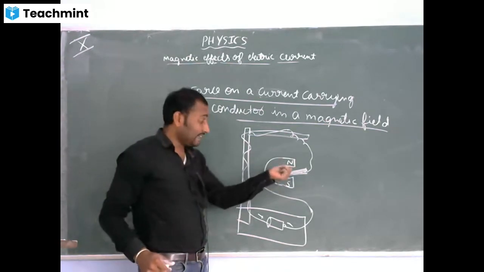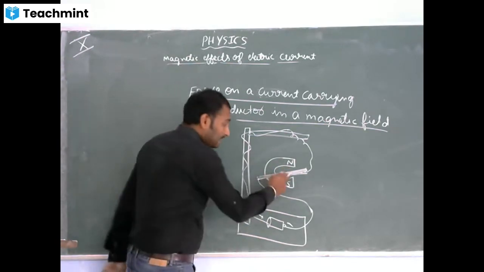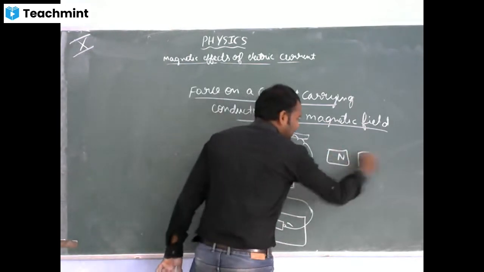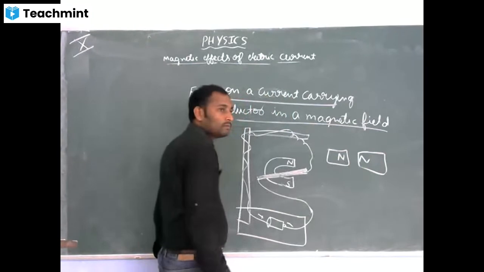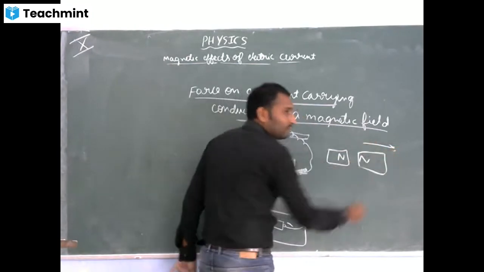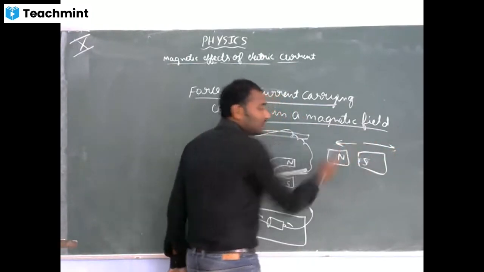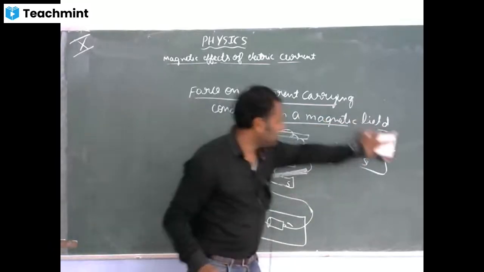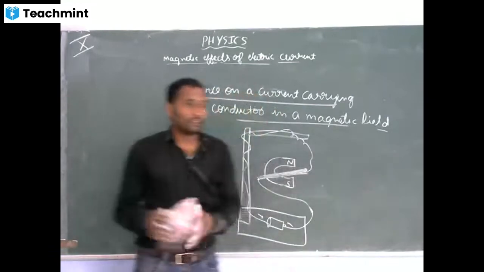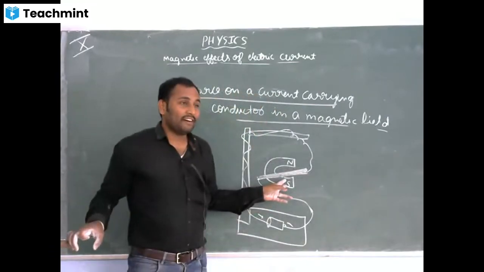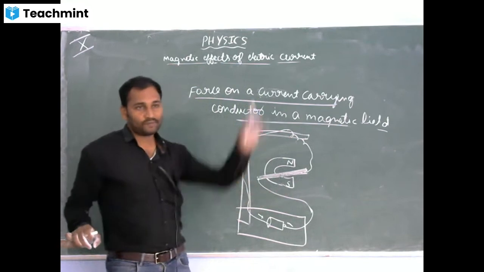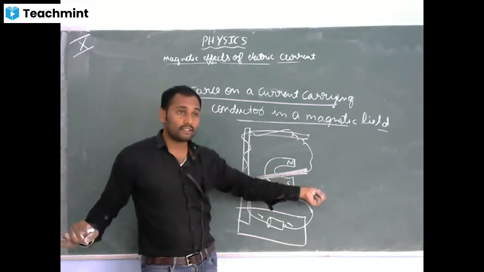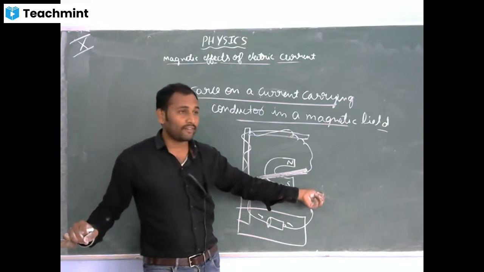So after it exerts some force, which side will the conductor move? This is north, this is north. Which side will it move? This side it will move. If this is south, it will move this side. Same way, which side will it move? So that is given by Fleming's left hand rule. The direction of motion of the conductor is given by Fleming's left hand rule.